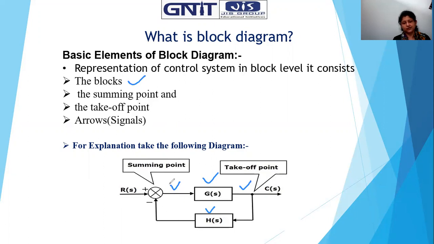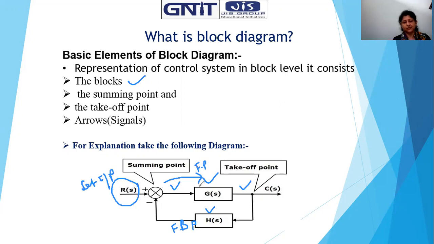Suppose this one is the forward path, and this one is the feedback path. So what is the forward path? Basically, R(s) is representing your desired output or the set input, and it is passing through the process.